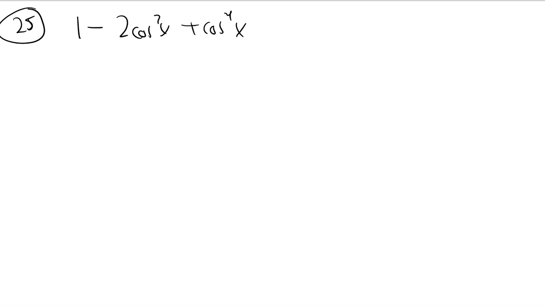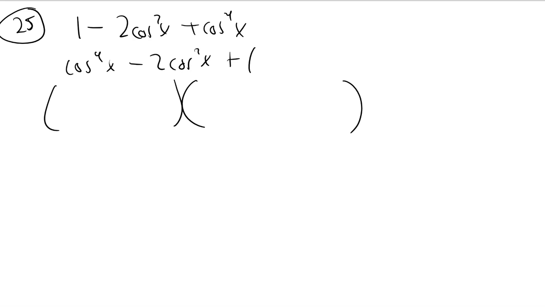Alright, question 25 says, factor the expression, use fundamental identities to simplify if necessary, and there is more than one correct way to write the answer. Okay, so the first preference I would have is to put the biggest exponent first, then the next biggest, then the next biggest, in standard position like that.